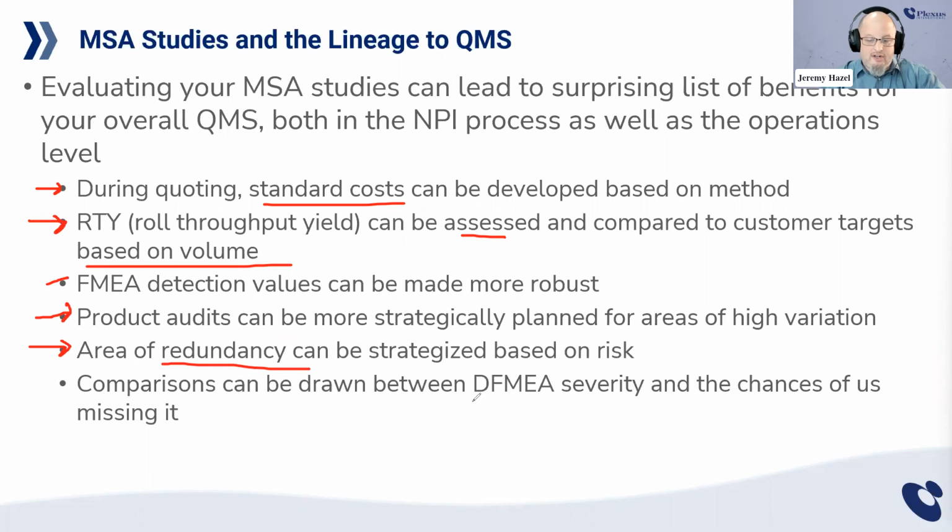And when we look at the DFMEA, severity can be looked at in terms of the MSA, because the chance of us missing it, if it happens, could be so detrimental to the design side that we may decide visual inspection is not even on the table, and we need to go with something more variable and more automated. So the MSA studies, as we're looking at them here, can be linked in.